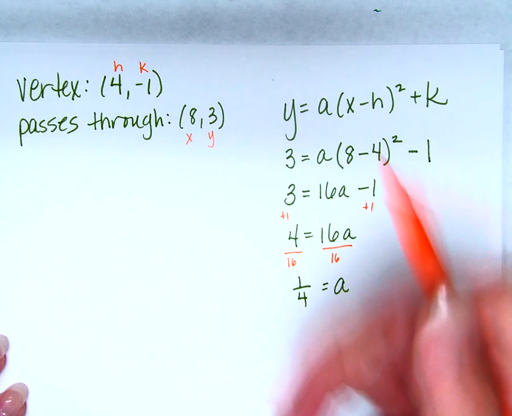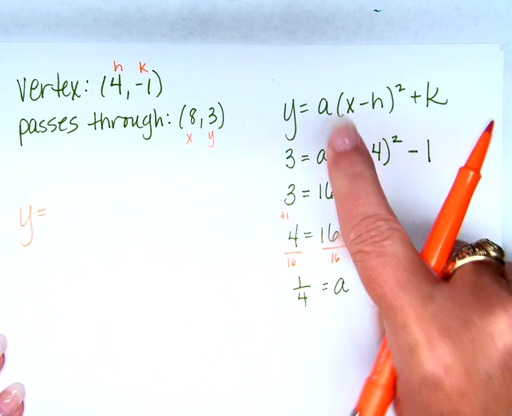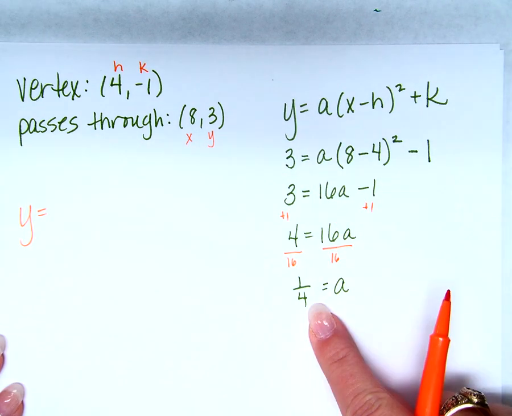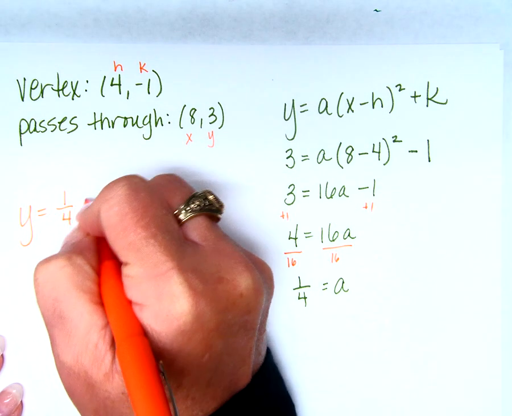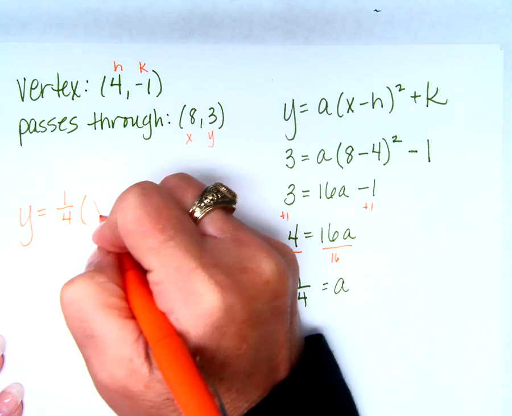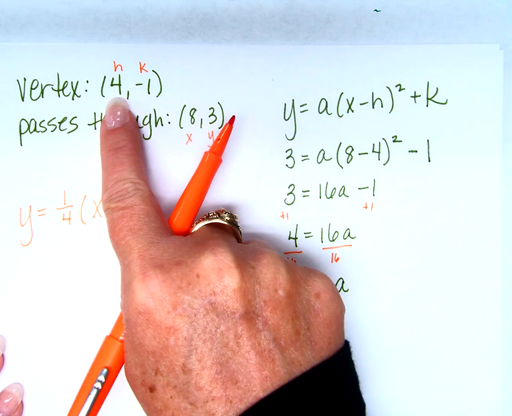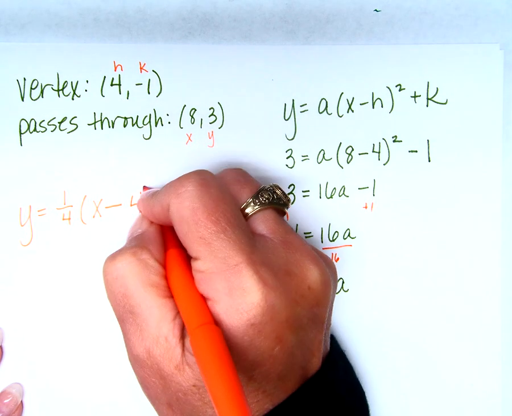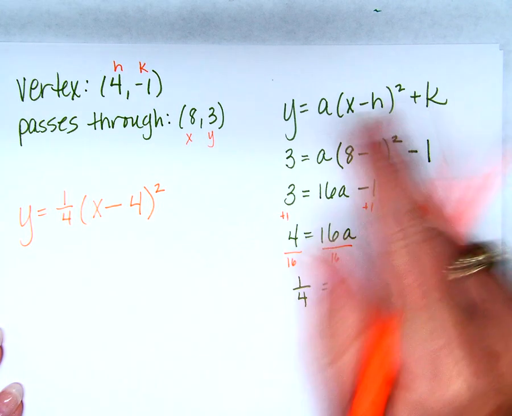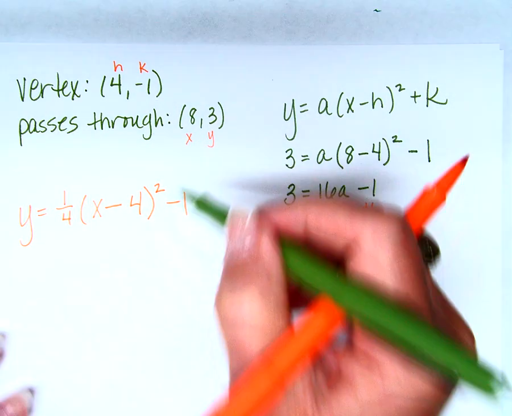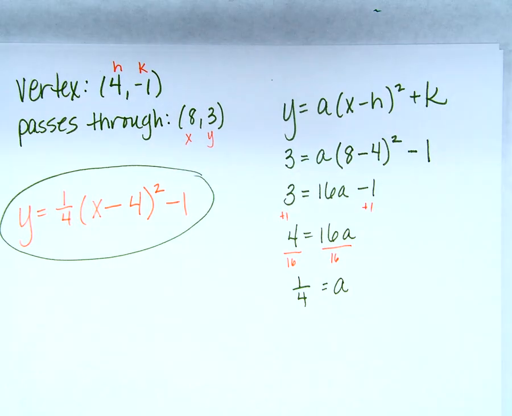I'm going to go right to y equals, what's a? 1/4, I just found that, right? Times x minus h, which is 4 squared minus 1. Very good. That's my equation.